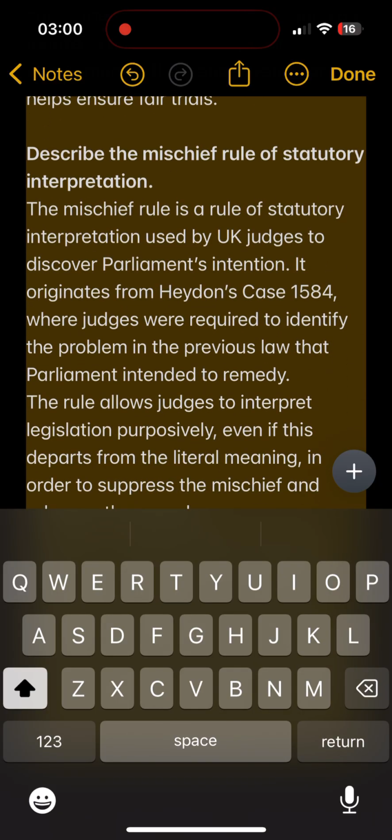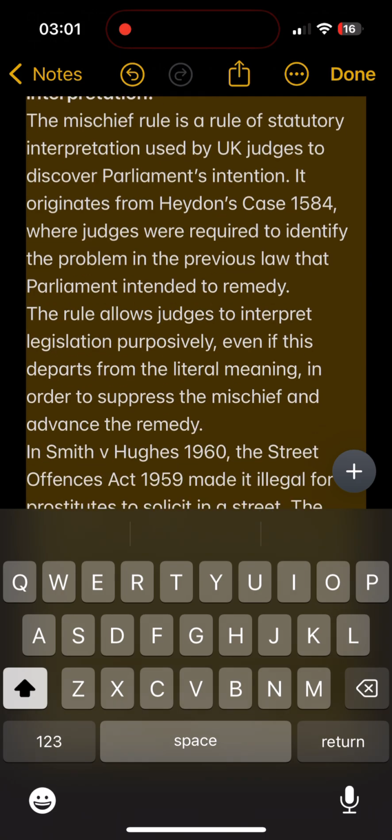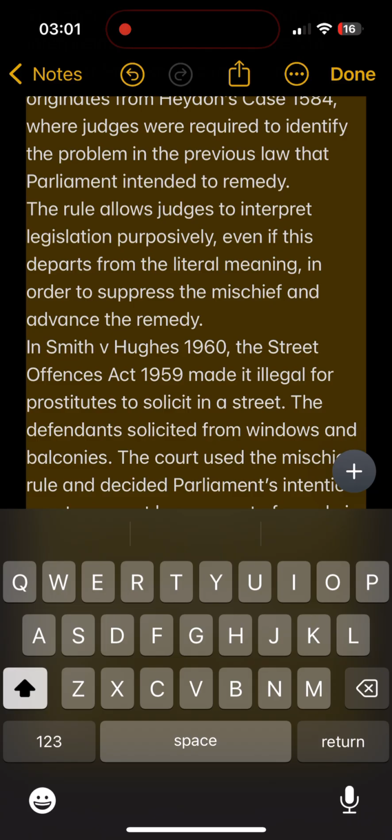Describe the mischief rule of statutory interpretation. The mischief rule is a rule of statutory interpretation used by UK judges to discover Parliament's intention. It originates from Heydon's case, 1584, where judges were required to identify the problem in the previous law that Parliament intended to remedy. The rule allows judges to interpret legislation purposively, even if this departs from the literal meaning, in order to suppress the mischief and advance the remedy.